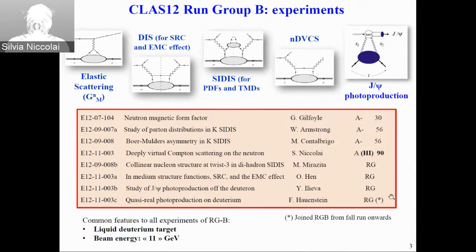We have 8 experiments so far. 4 of them are PAC approved, all with A or A-minus rating, and 4 of them are Run Group additions that came afterwards. There is one high impact experiment that was awarded 90 days of running, and this is the one on which I will spend some more time. It's the deeply virtual Compton scattering on the neutron.